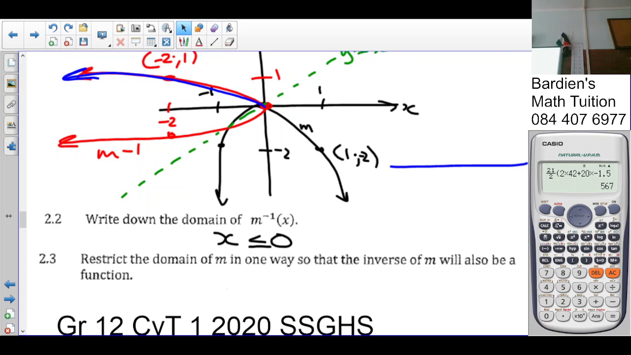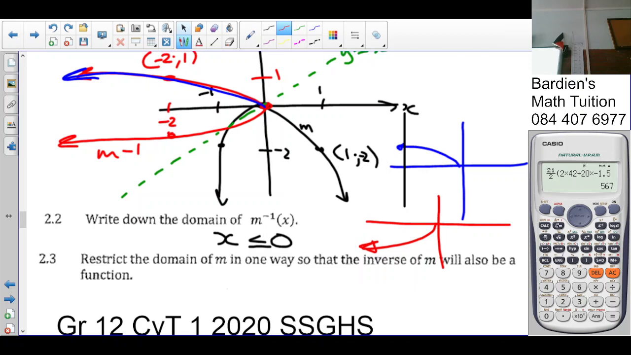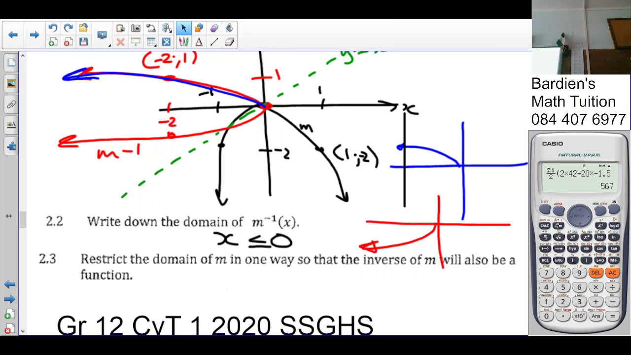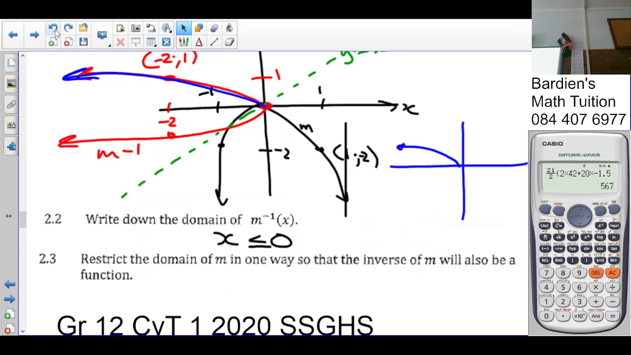Your vertical line, as you can see there, will cut at 1 point only. Here it cut more than 1 point. So that's what makes this not a function. However, because it cuts at 1 point only, it will be a function there. Otherwise, if you take the negative part into account as well, then it still adheres to the fact that it's a function because it passes the vertical line test, cutting the vertical line at 1 point only.